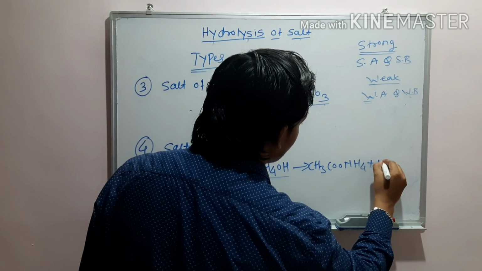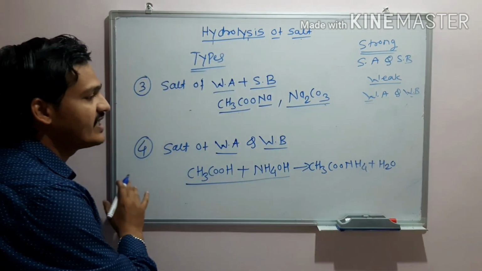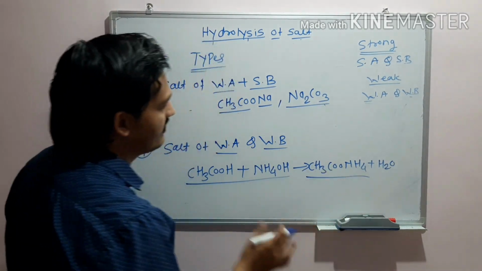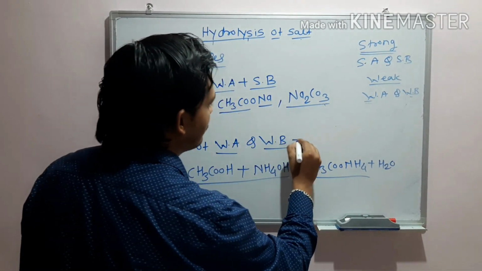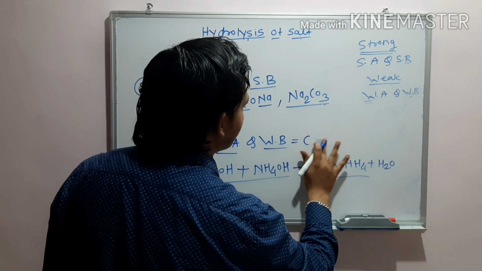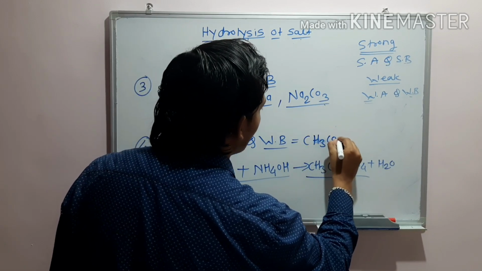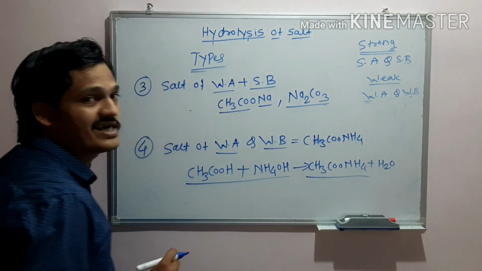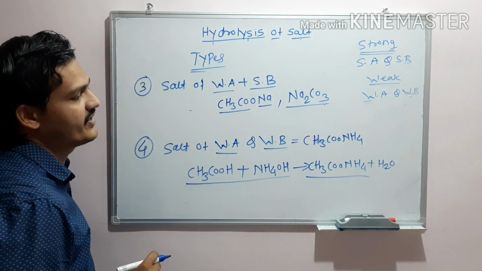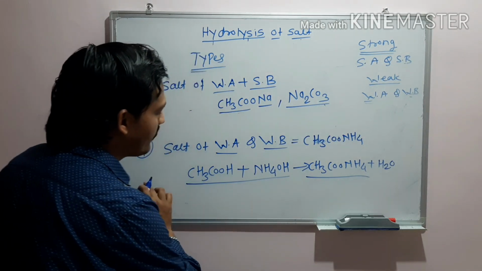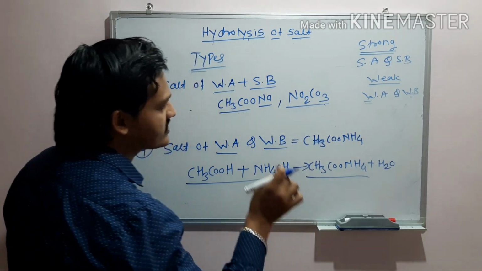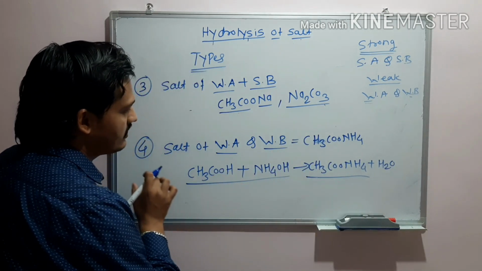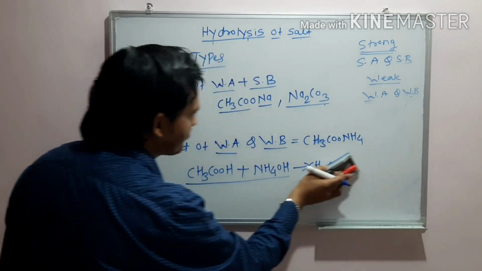CH3COONH4 plus H2O. You don't need to write the whole reaction. For your understanding, because this is an example, I am writing the reaction. Okay, you only write the example. CH3COONH4, that is NH4 means ammonium, CH3COO means acetate group, ammonium acetate. You don't need to write the whole reaction regarding this, you just write the example. I am writing this reaction completely.